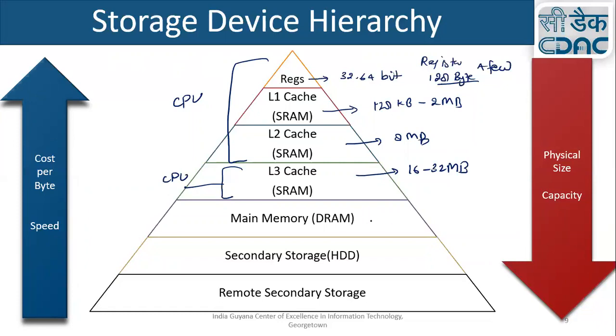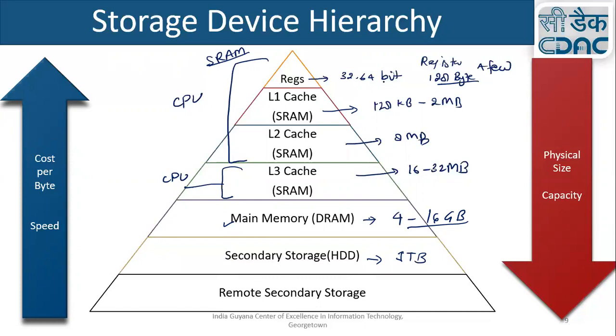What is the size of your DRAM and these devices? It's RAM. You don't require refresh after a few milliseconds. Next memory is main memory, that is dynamic random access memory. Size of this DRAM is 4 to 16 gigabyte based on the system. 4 gigabyte or 8 gigabyte, like the system inside the lab has 8 gigabyte of DRAM. Then secondary storage, the hard disk, up to one terabyte or 2 terabyte.